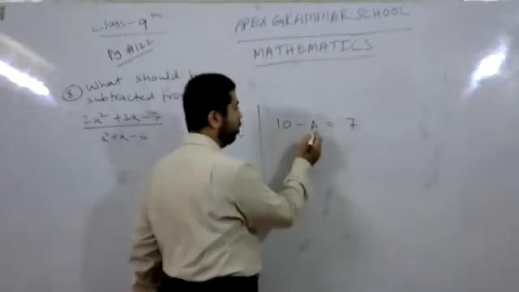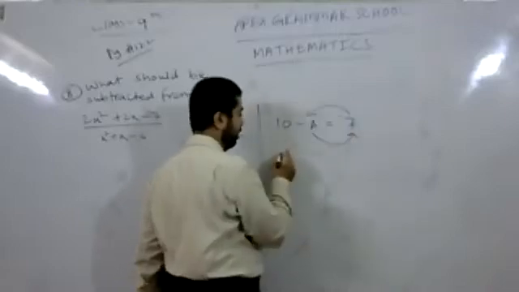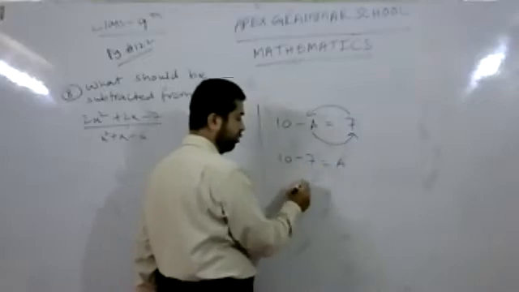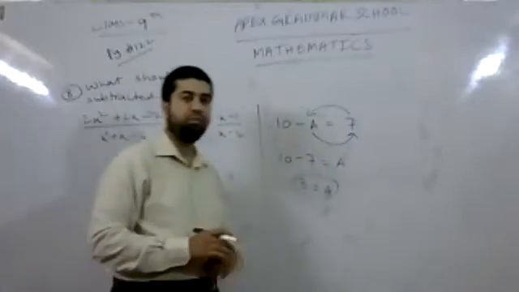So to find the value of a, this sign is negative, that will be positive there and 7 will be negative there. So 10 minus 7 is equal to a. So 10 minus 7 is 3. Meaning to say that number is 3.